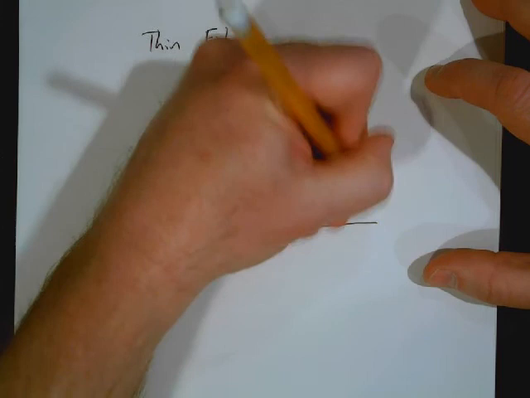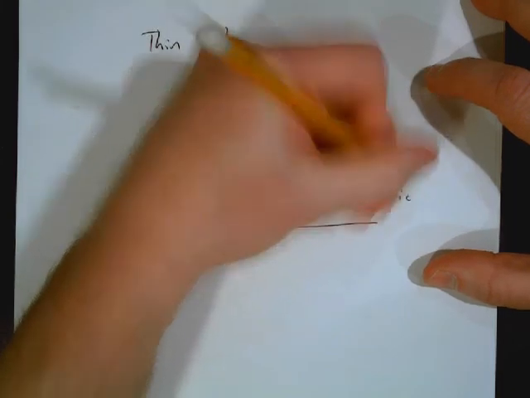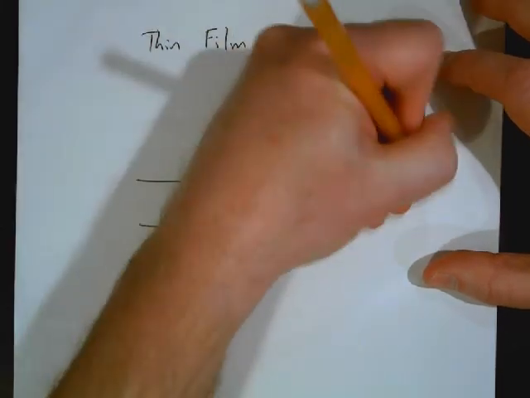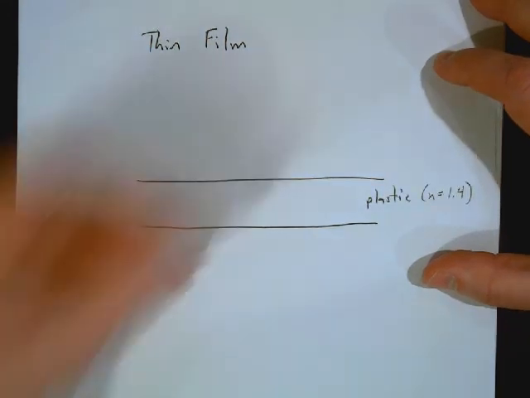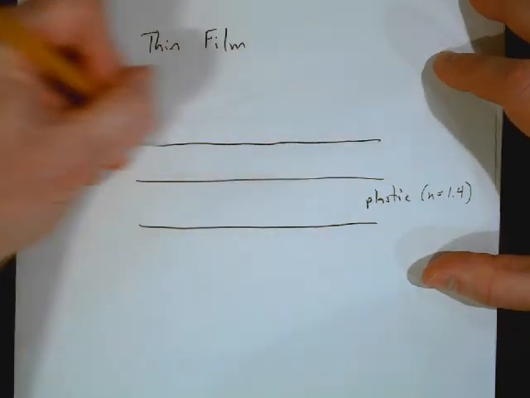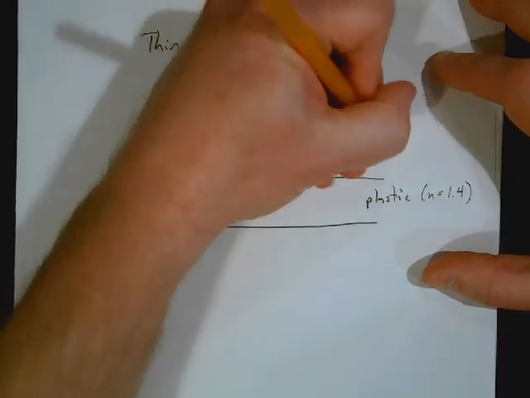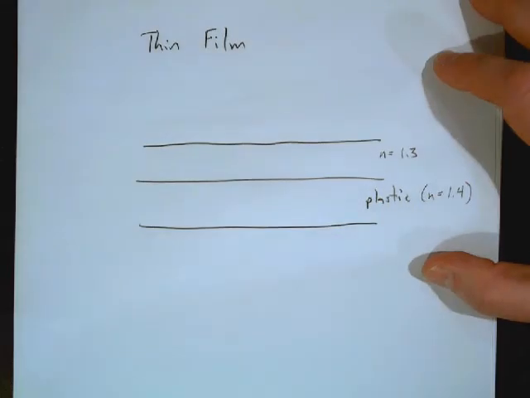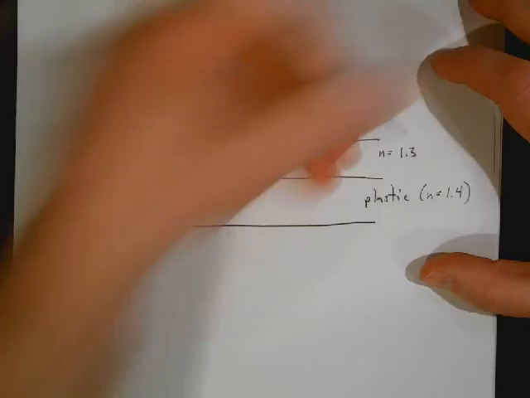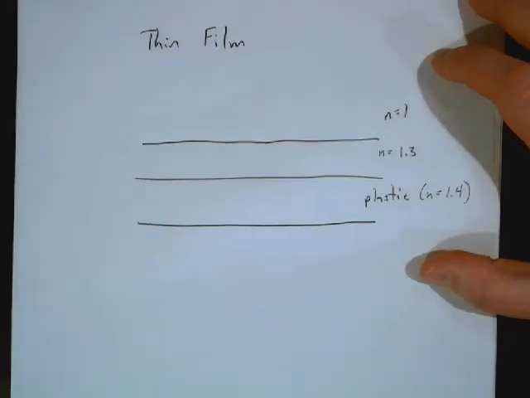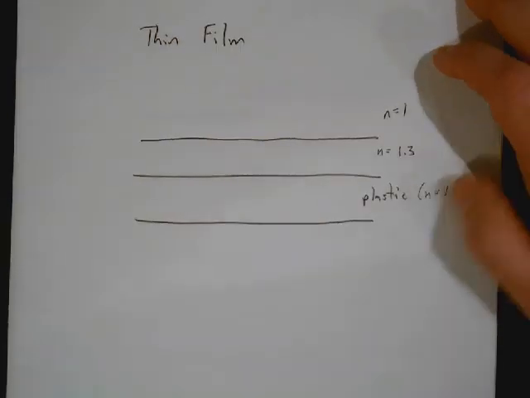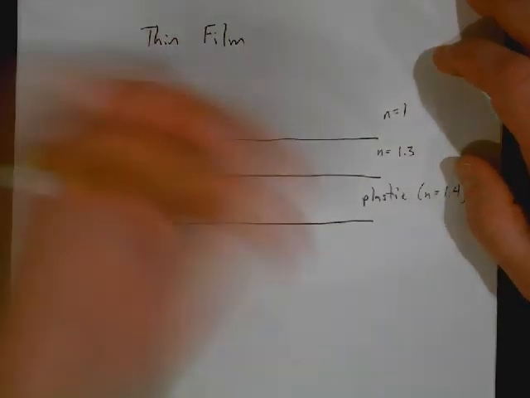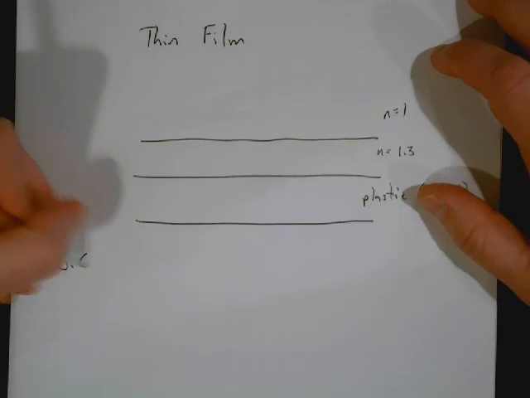Okay, these are the questions where, let's say I have plastic. So I have a plastic lens here, n equals 1.4, and I'm going to put a coating on it where it's n equals 1.3 or something. And then out here is n equals 1. And this is where you have to draw these pictures.